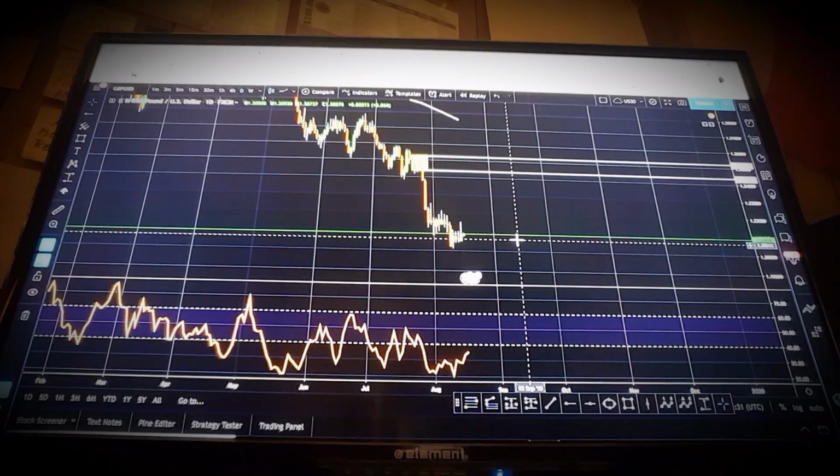We need to look for an area where there was strong movement, and then we have to see if that area was ever hit or not, because that really matters. You always want to be first. You don't want to be second or third.